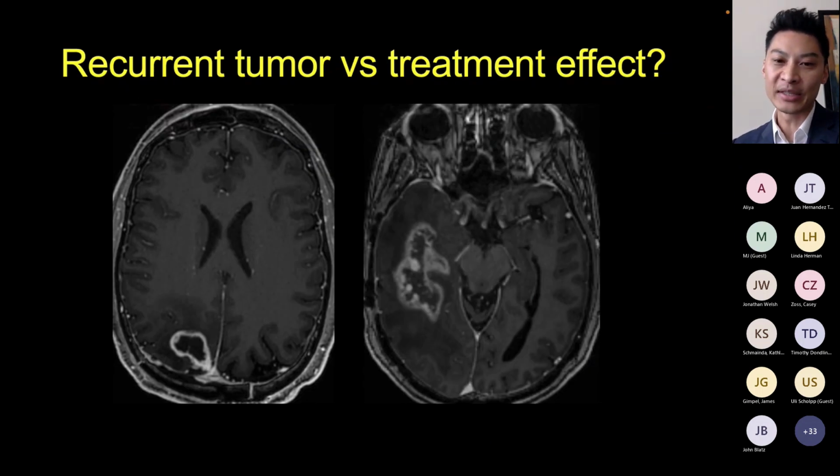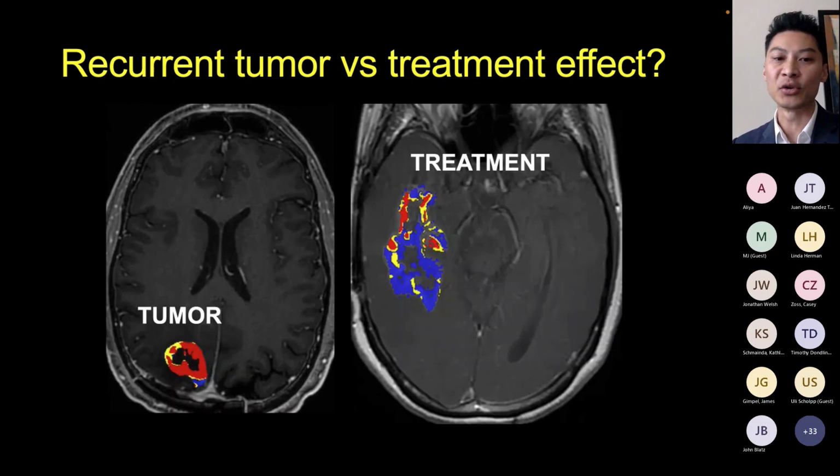So going back to these 2 examples, if I were to overlay a perfusion map, in this case a fractional tumor burden map, where red voxels tend to indicate higher perfusion and blue voxels tend to indicate lower perfusion, we can see that the image on the left was more suggestive of tumor. And this was actually proven on histopathology. Both patients had surgical resection, and the patient on the left had tumor, and the patient on the right had treatment effect. That was hard to determine based on the gadolinium enhanced MRI.